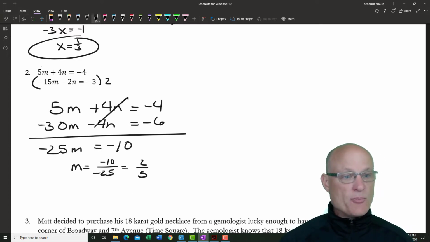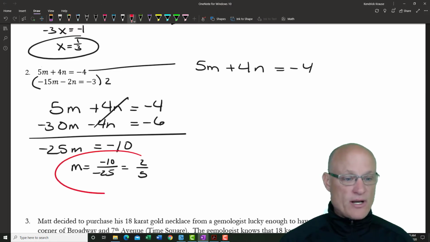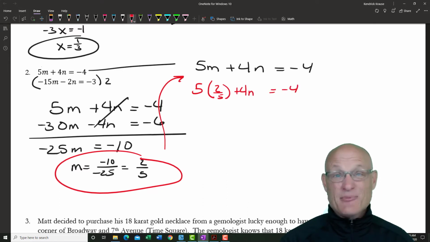All right, let's take the more positive equation. That's this one: 5m plus 4n equals negative 4. We'll grab a different color. We've figured out what m is. That goes in for m. So 5 times 2/5 plus 4n equals negative 4. 5 times 2/5 is just 2 because the 5's cancel.